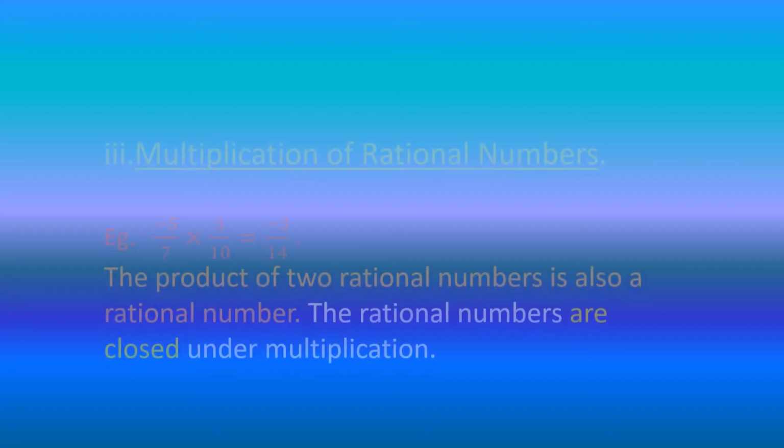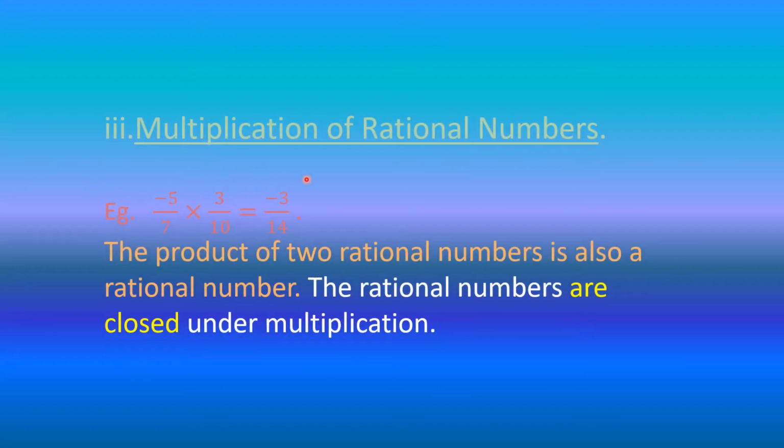Let us check the closure property in the case of multiplication of rational numbers. Consider two rational numbers negative 5 by 7 and 3 by 10. When we do the multiplication, we get the final answer as minus 3 by 14, which is again a rational number. The product of two rational numbers is also a rational number, isn't it? So we say the rational numbers are closed under multiplication.